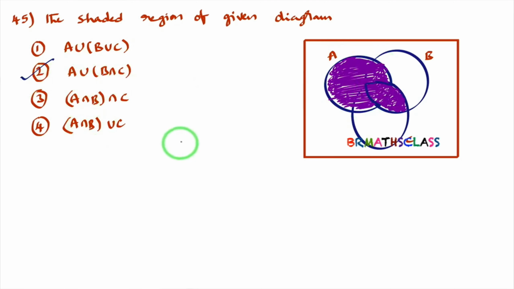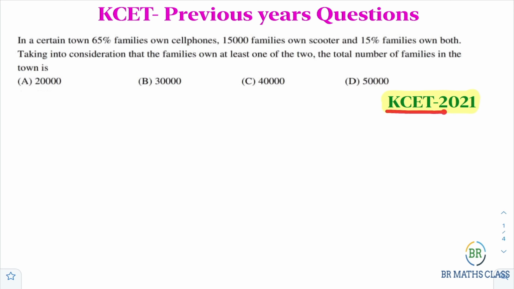I hope you understand. Observe, this is the question given in KCET 2021. This question is from the sets chapter. In this, the tricky part is some part of the question is given in percentages and some part is given directly. So first try to understand what the question is. In a certain town, 65% of families own cell phones. Actually, this is a low number. I think around 90% of the families own cell phones now.